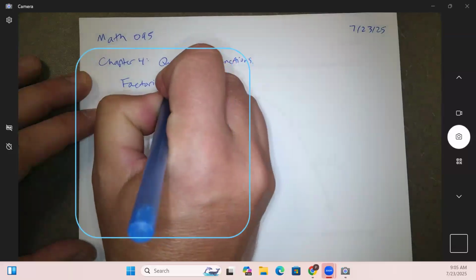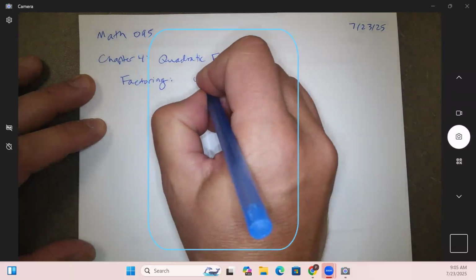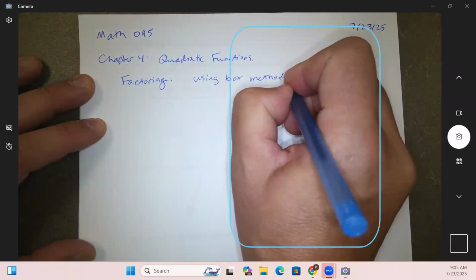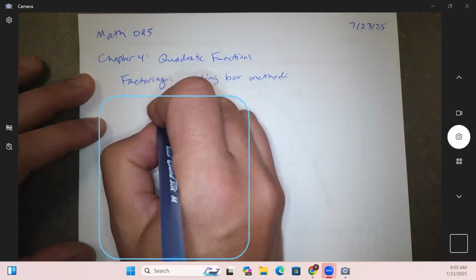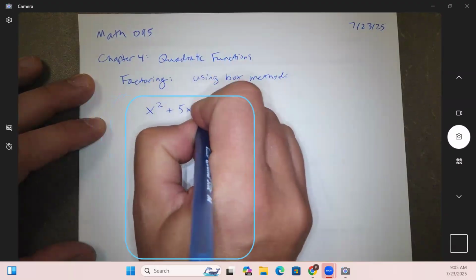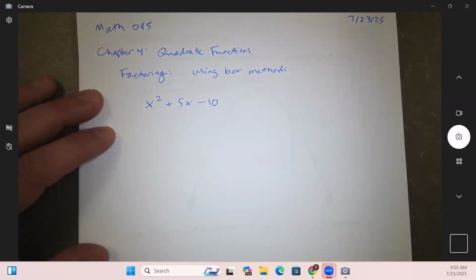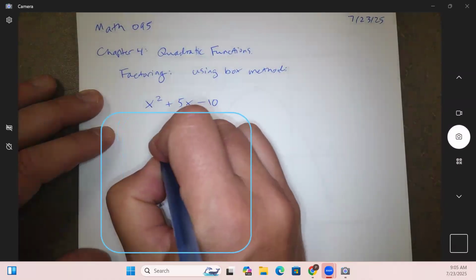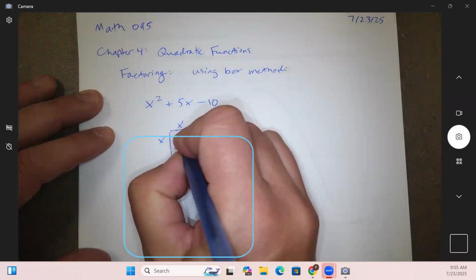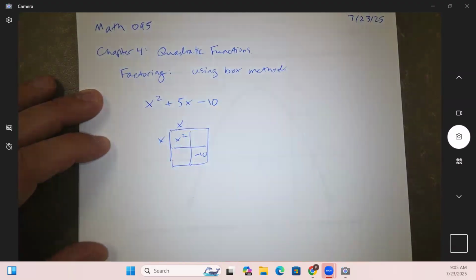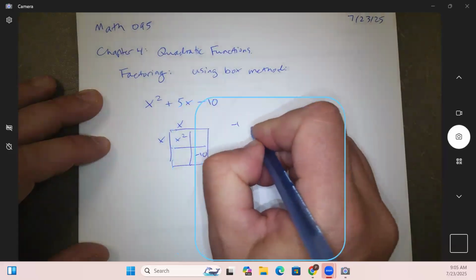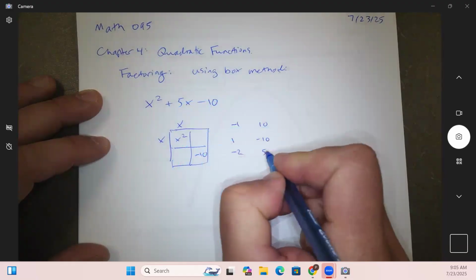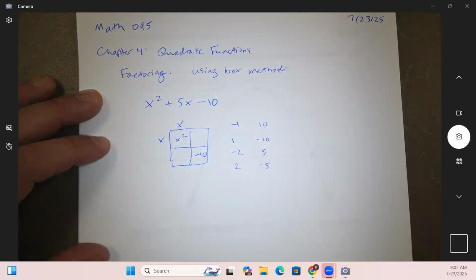So just a quick reminder with factoring, using the box method. If I have x squared plus 5x minus 10, I can give myself a little box here to guide my work. There's going to be x's there, giving me an x squared and a minus 10 here. So I want two numbers that multiply to be negative 10. So I've got negative 1 and positive 10, or 1 and negative 10, or negative 2 and 5, or positive 2 and negative 5.